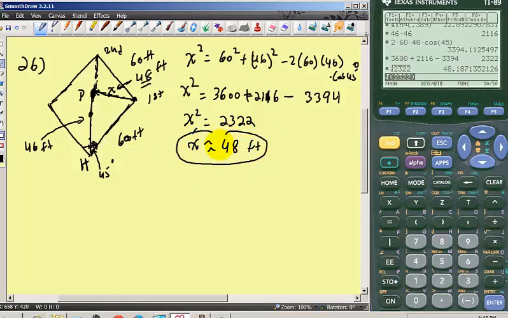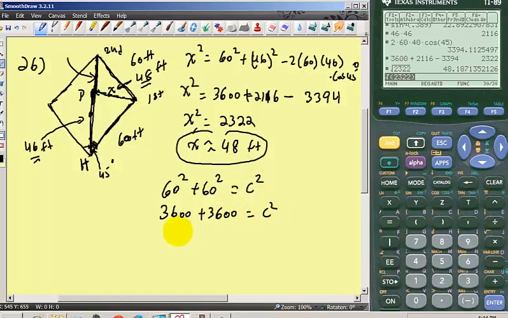Second question, how far is it from the pitching rubber to the second base? So that means we're going to find this. This right here is a right triangle, and this is the hypotenuse. If I can find that, I could just subtract 46 from it, so I can find that distance right there. So that's going to be 60 squared plus 60 squared is equal to C squared, which is 3600 plus 3600 is equal to C squared. That's going to be 7200 is equal to C squared.